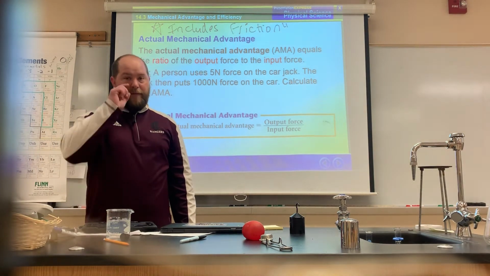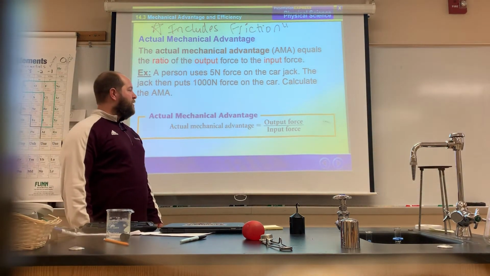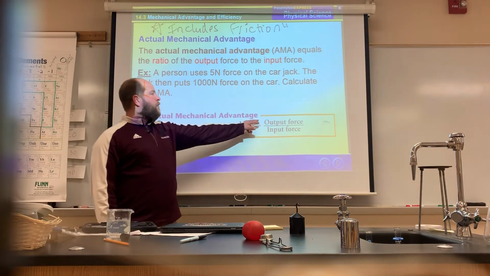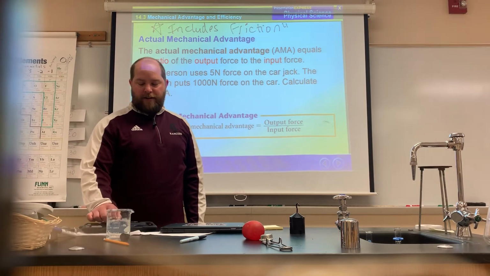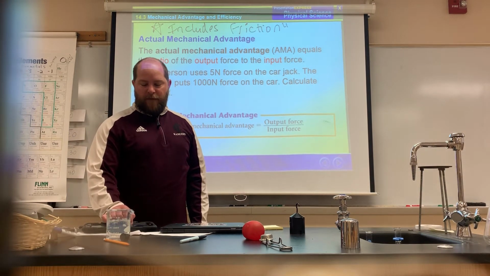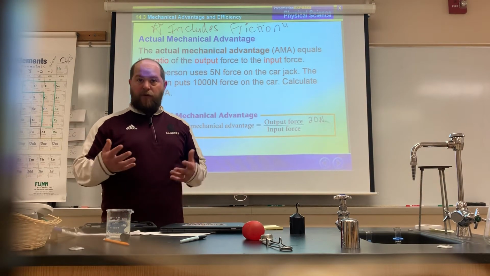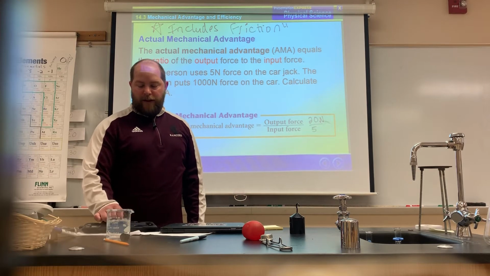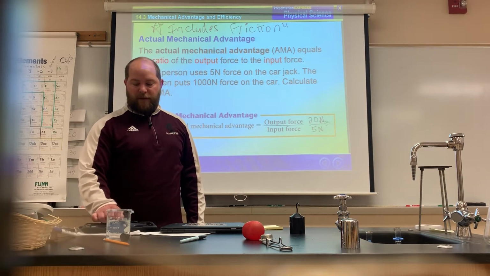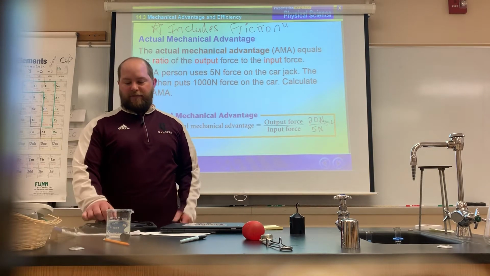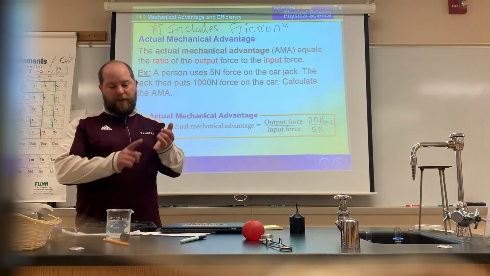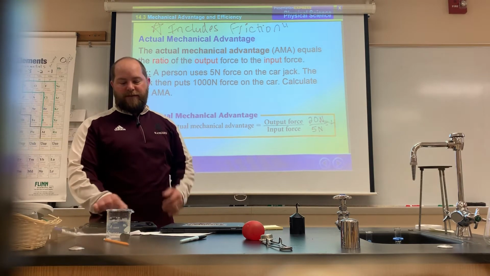The formula to calculate the actual mechanical advantage is the output force divided by the input force. So if you're thinking of the nutcracker, the one example was we got out 20 newtons and we put in 5 newtons. So the mechanical advantage was 4. That's how you calculate it. It's that simple. You just have to know the output force and the input force.